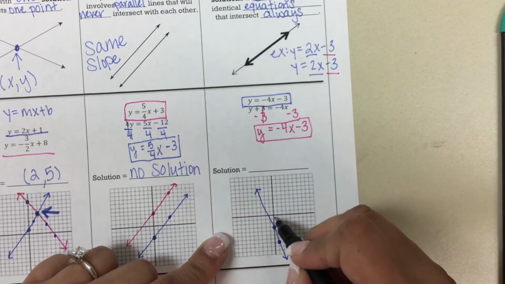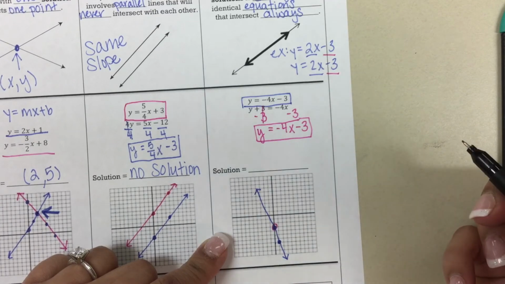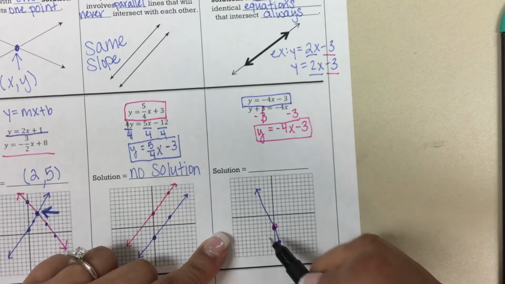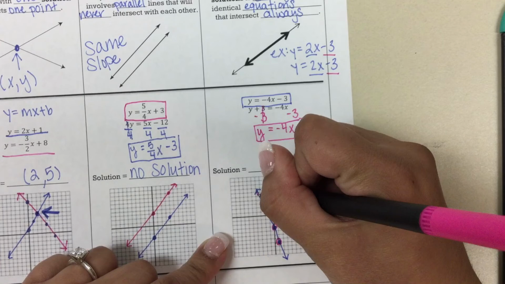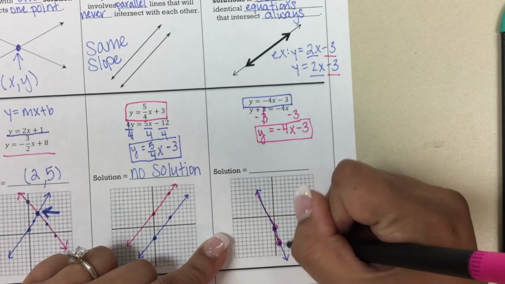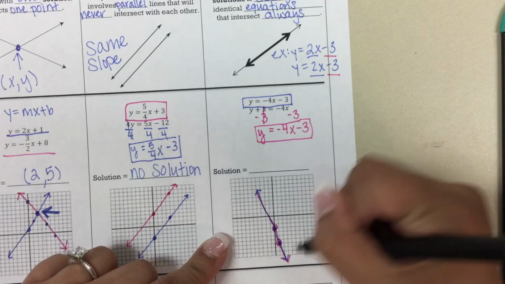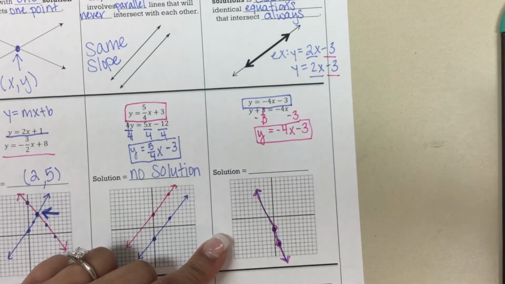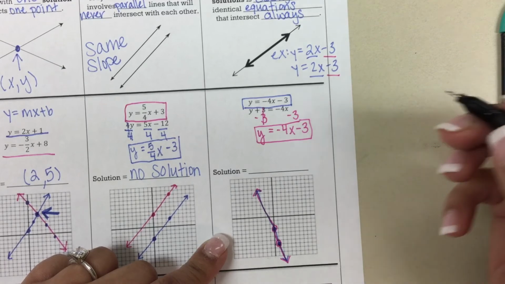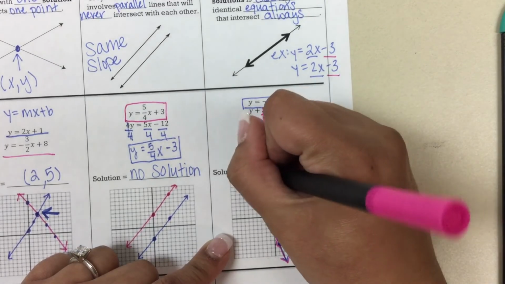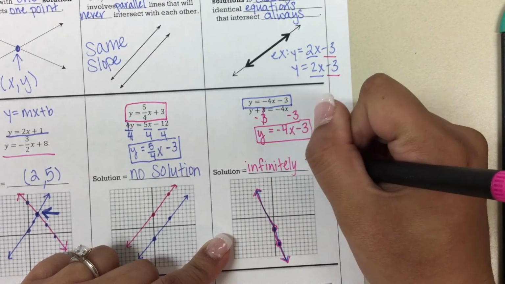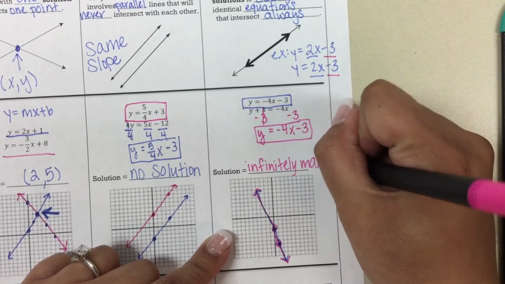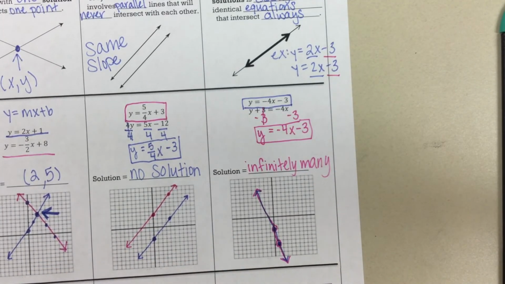Okay, again, my beginning point is down here at negative 3. And my slope is negative 4, so I'm going to go down 4 to the right 1. Here's my next point. And then I will connect the dots. Okay, but again, it's the exact same line. So it's going to be infinitely many solutions, or infinite solutions.